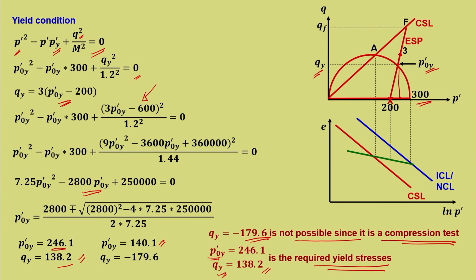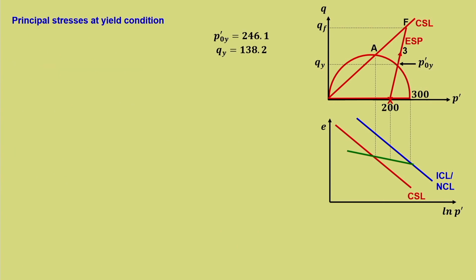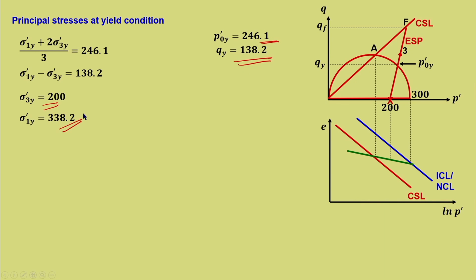Because P naught dash y and Qy are known, substitute into the expression. So, the principal stresses at yield condition we have determined. This gives (sigma 1 dash y plus 2 sigma 3 dash y) by 3 equal to 246.1. Also, sigma dash 1 y minus sigma dash 3 y equal to 138.2. Solving these two, we get sigma dash 3 y equal to 200 and sigma dash 1 y equal to 338.2, which is the required solution for the principal stresses.